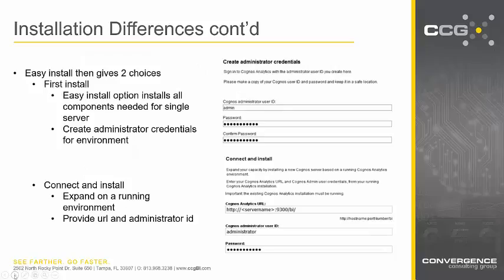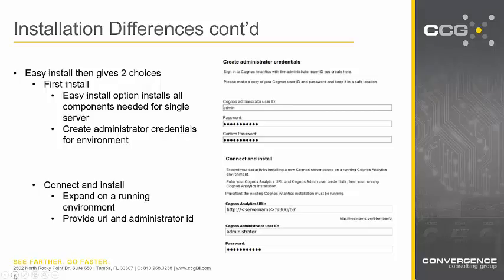So when you do the easy install and go down that path, then it also gives you a couple of choices as you're stepping through this. So the first one is saying, well, this is just the first install, and so what that will do is it puts all the components on a single server, and then you also have to just create your user ID and password that you want to use to sign in to your Cognos Analytics environment. And then once you get past that, then it's just install, and it installs and configures everything for you. So like I said, it's just a quick, easy, up and running kind of POC type of thing.